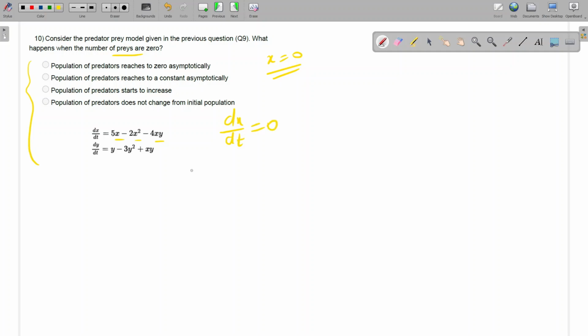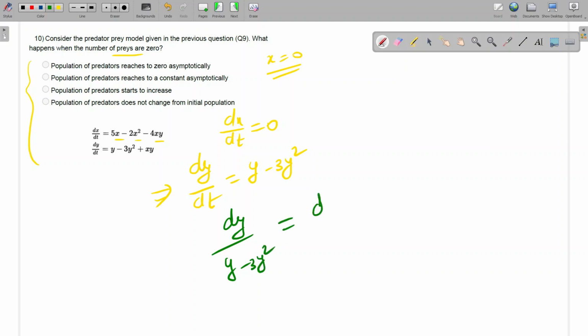What will be dy by dt? dy by dt is y minus 3y squared. So this is a normal quadratic equation. We can just do the variable separation method. So it will be dy by (y minus 3y squared) is equal to the integral of dt. Okay. So this we can divide into two parts.